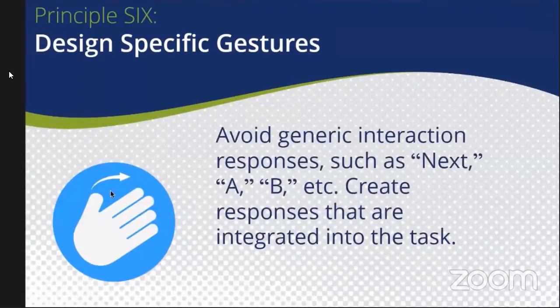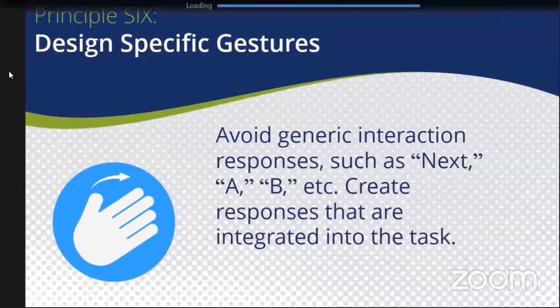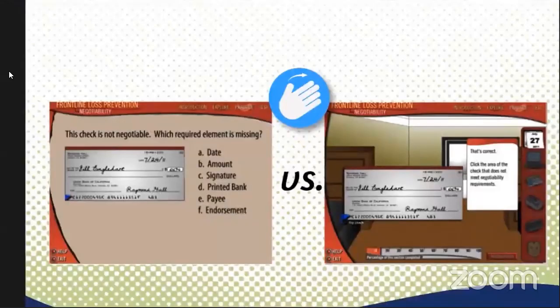So I don't mean to make things different for no reason, but to think about how you can use specific gestures that require thought. Here are two contrasting approaches to building essentially the exact same question. This is taken from some training we did for a bank that was teaching tellers the 6 requirements of negotiability. And obviously the question you want to ask is somehow making sure the learner can identify all 6.